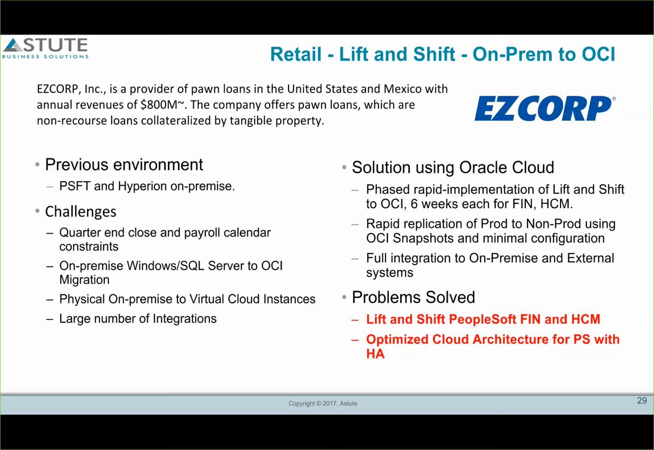And the biggest advantage was that they were able to significantly optimize their infrastructure, the architecture for PeopleSoft. There was quite a bit of wastage, a lot of excess capacity that they were not using, and environments that were spun up but not active. So going to cloud gave them the ability to optimize that and reduce operational costs.